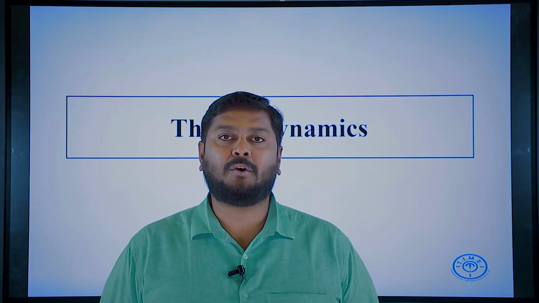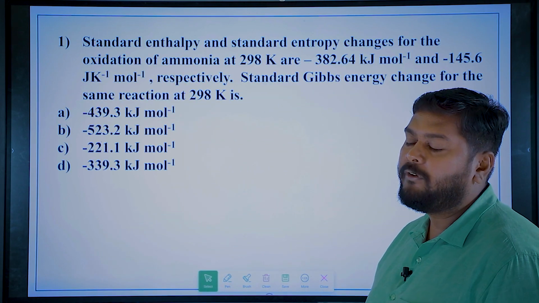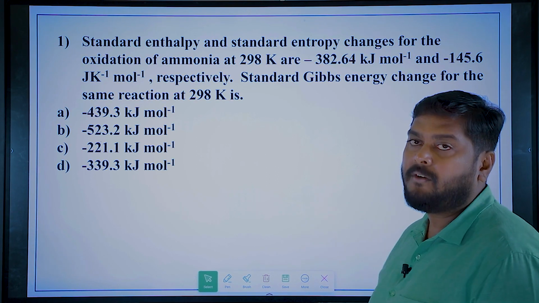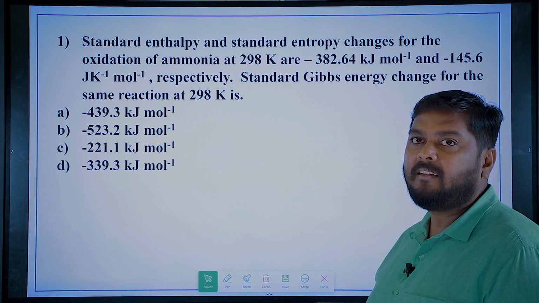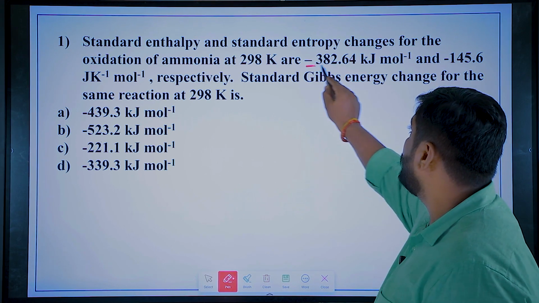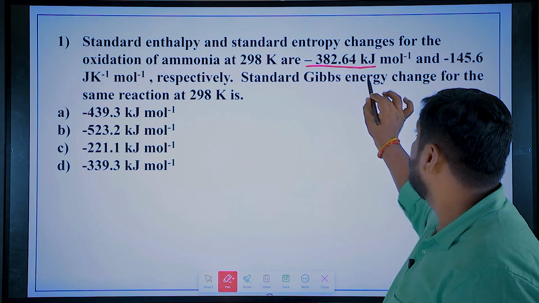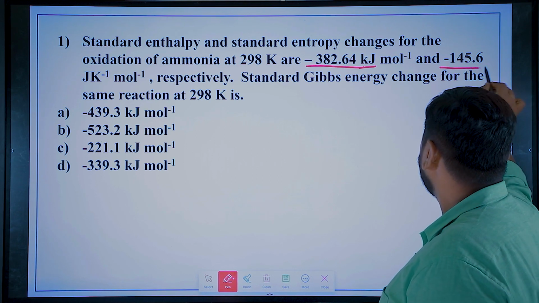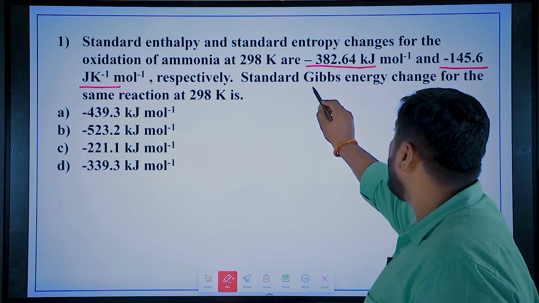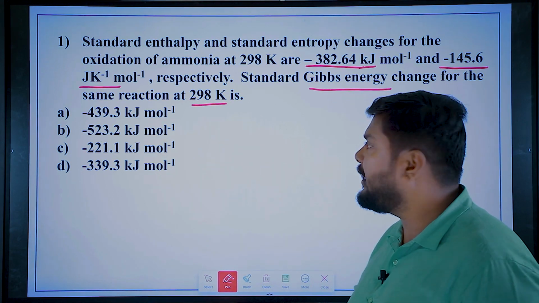So today we are going to discuss a concept in thermodynamics, right? So thermodynamics, first moving to your question: standard enthalpy and standard entropy changes for the oxidation of ammonia. For the oxidation of ammonia, the standard enthalpy and standard entropy have been given to us, which is given as minus 382.64 kilojoule. The word kilojoule is very important. It is in kilojoules, and entropy is minus 145.6 joules Kelvin inverse mole inverse, right? Standard free energy for the same reaction at 298. So in the question, given, let's first write it down.